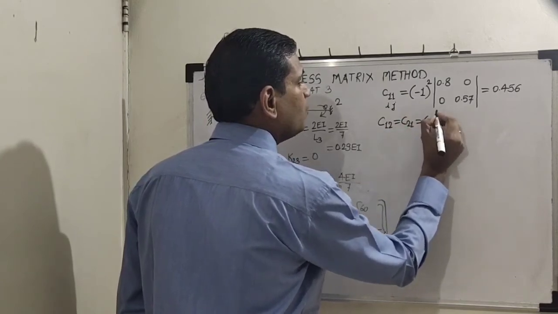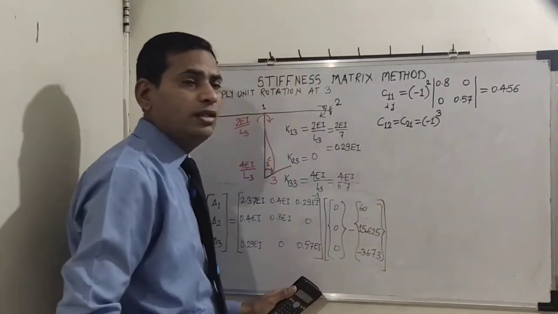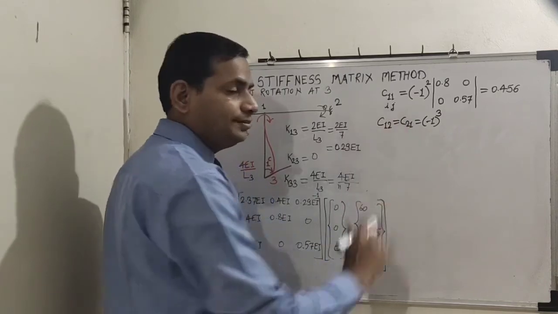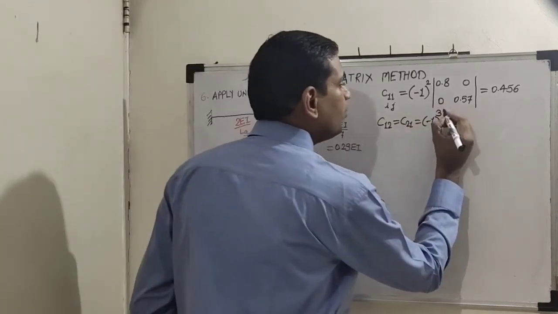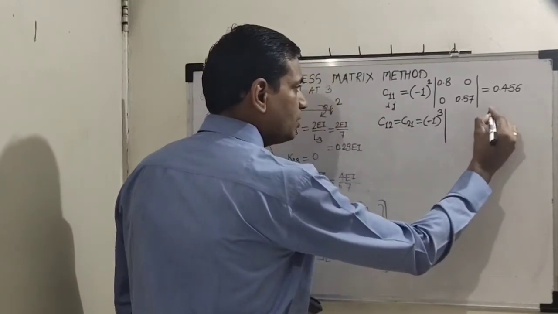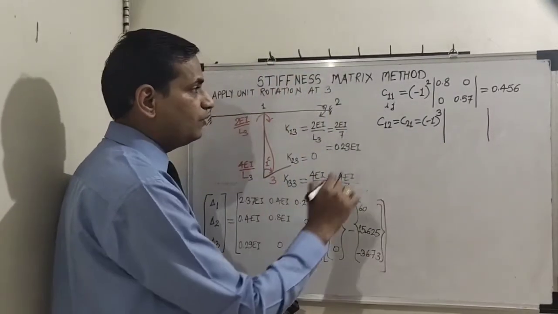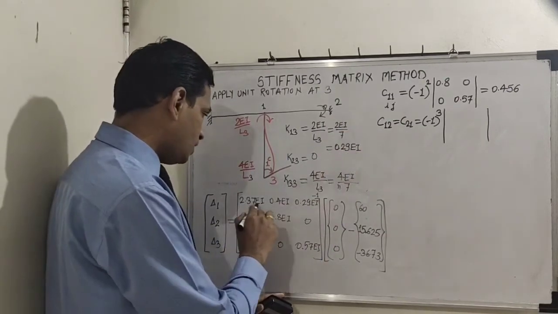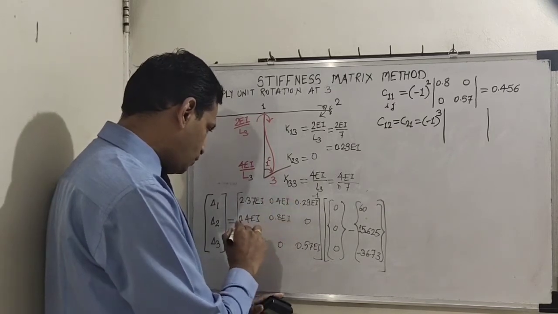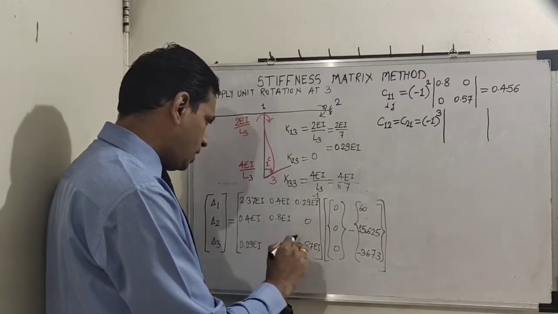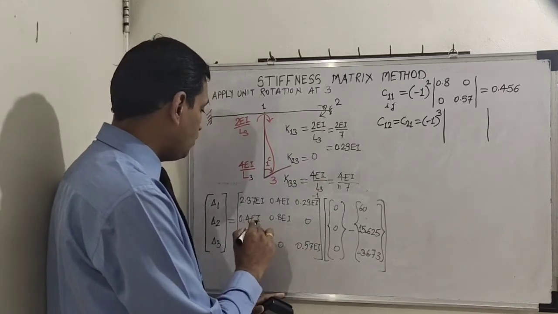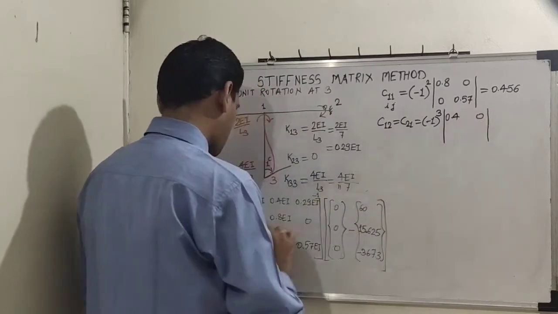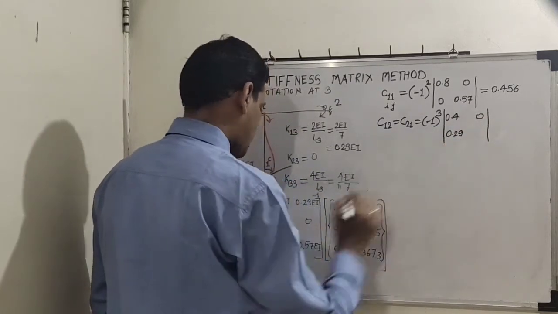Then C12, which is also equal to C21. It is minus 1 raised to 3, because I is 1, J is 2, or here I is 2, J is 1. So minus 1 cube. From this matrix you skip the first row, second column. These are the 4 elements: 0.4, 0, 0.29 and 0.57.